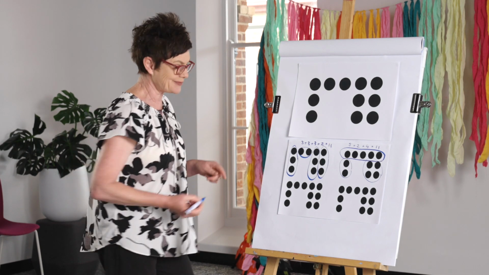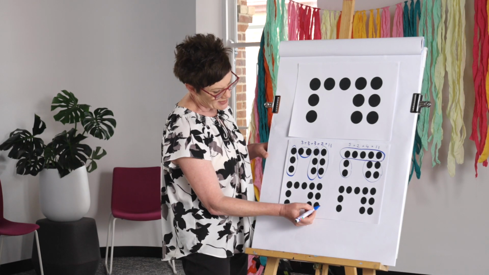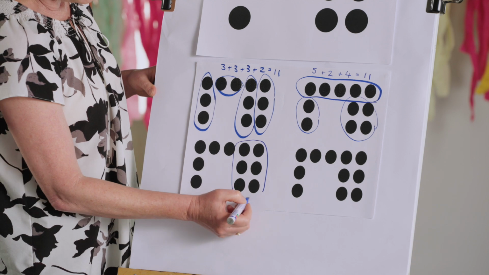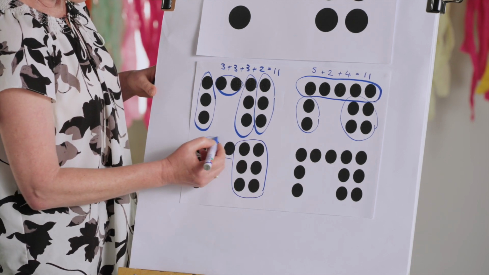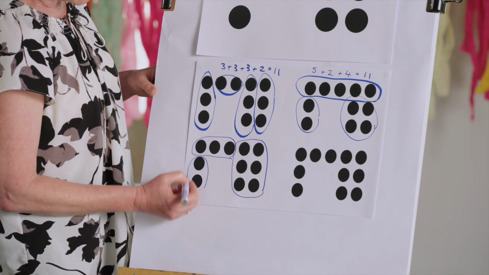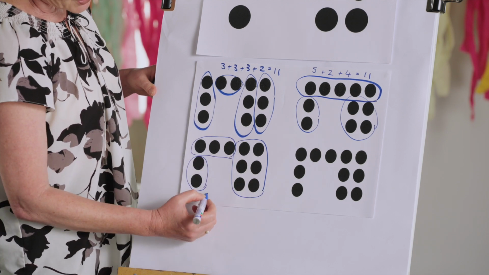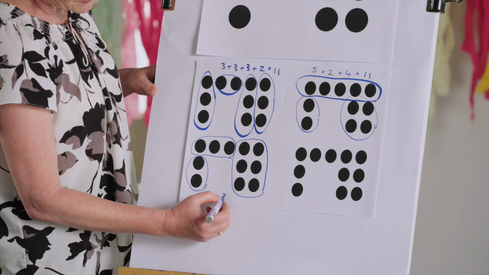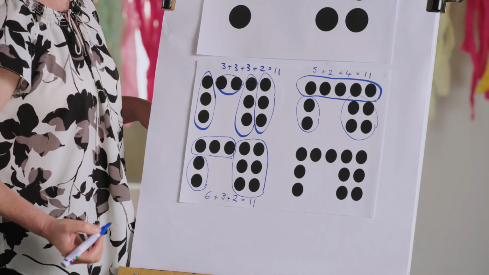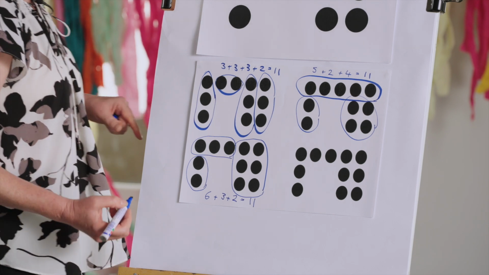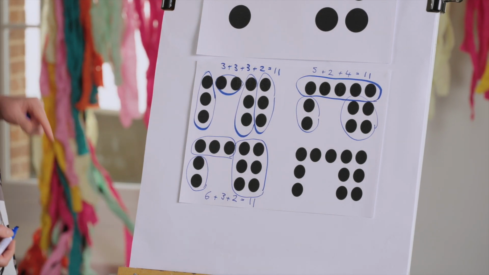Let's try again. I can see a 6, I can see a 3, and I can see a 2. So we have a 6, a 3, and a 2, and once again the amount is 11. No surprise there. Right, let's have a look at the last one.